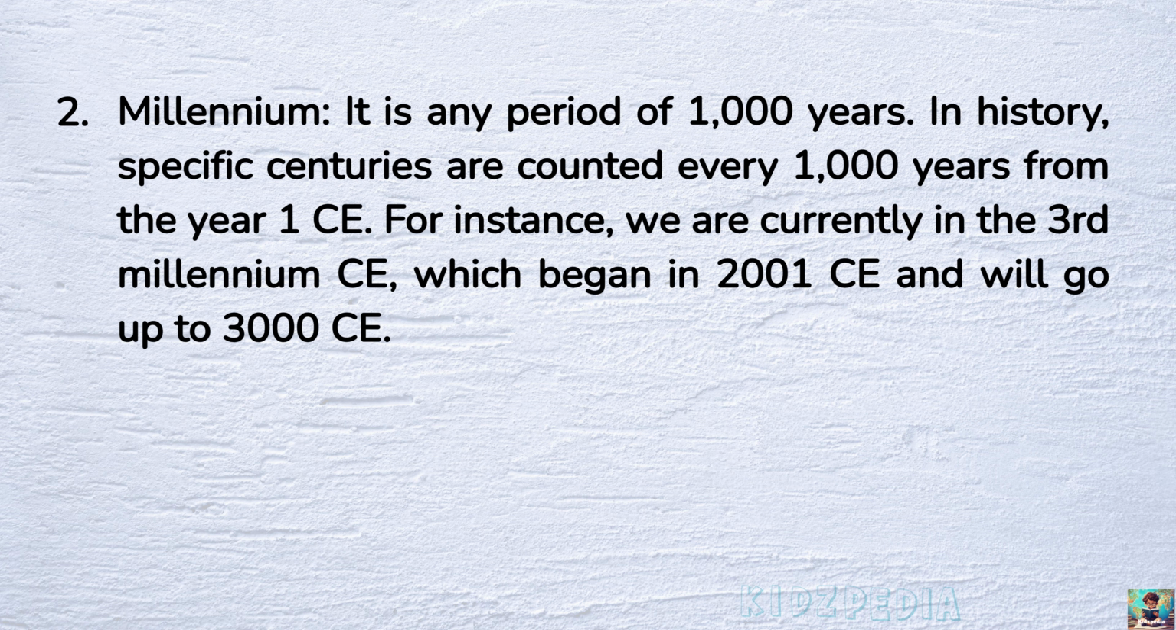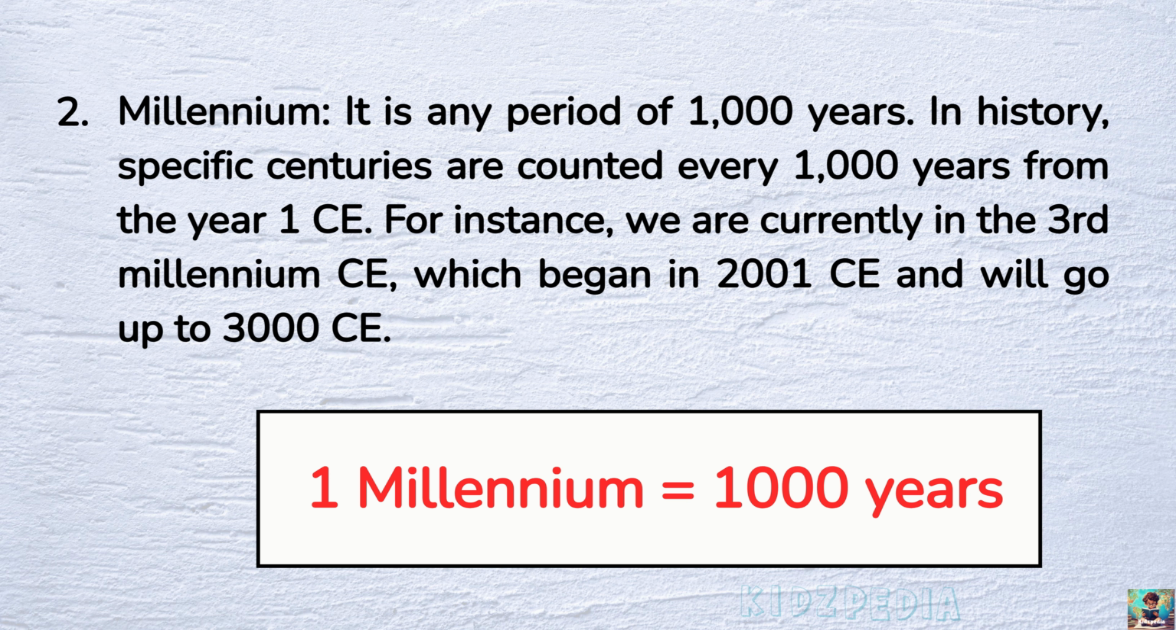Second point, millennium. It is any period of 1000 years. In history, specific millenniums are counted every 1000 years from the year 1 CE. For instance, we are currently in the 3rd millennium CE, which began in 2001 CE and will go up to 3000 CE. So, a millennium means 1000 years. Right now, we are in the 3rd millennium CE, which started in the year 2001 and will end in the year 3000.